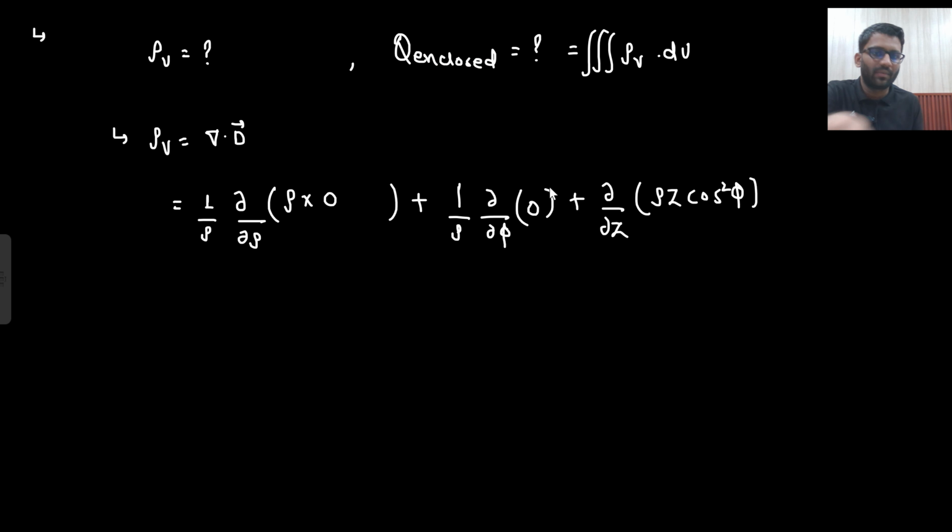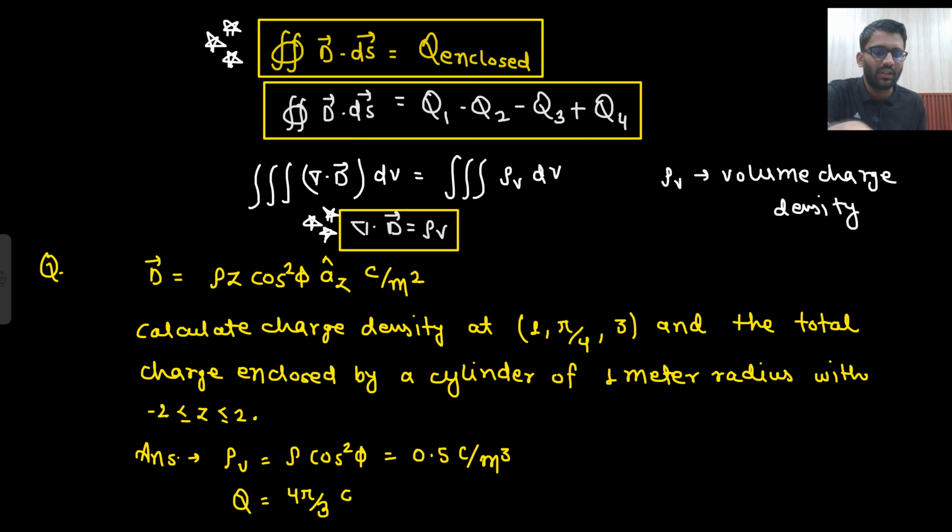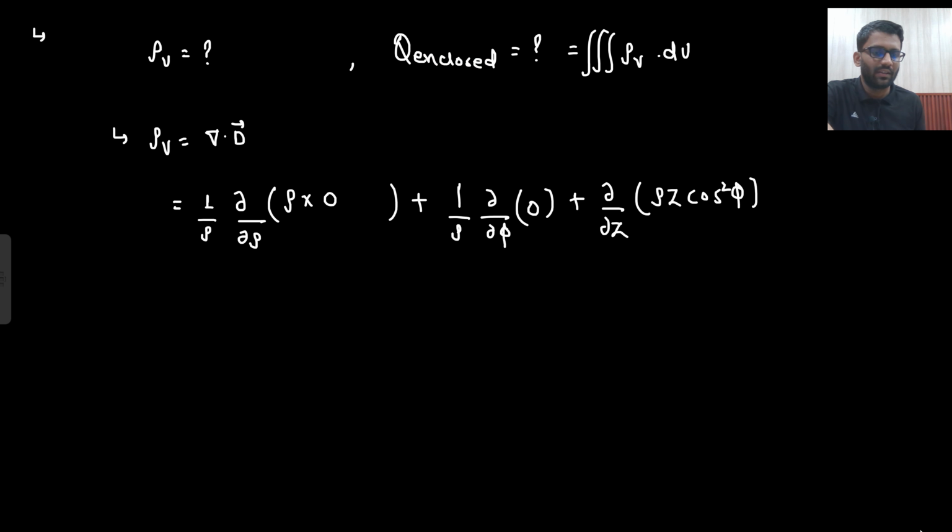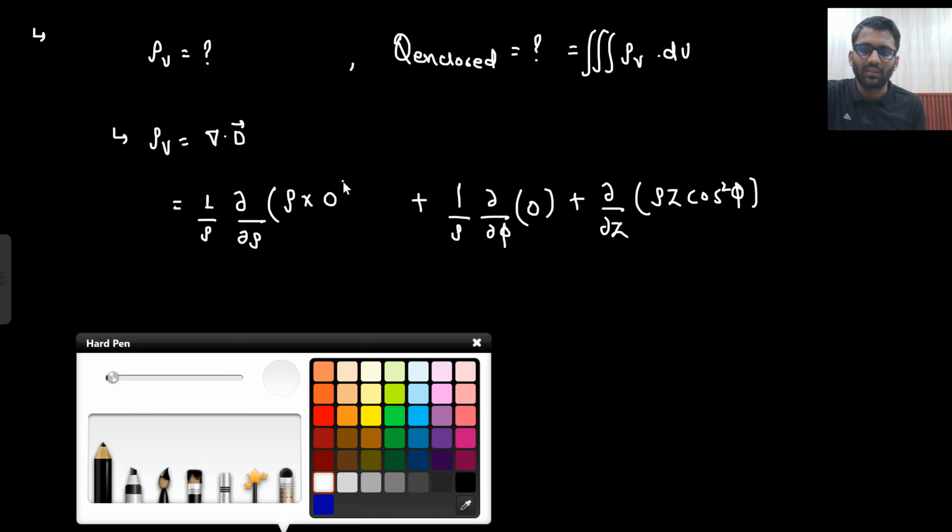Here the A rho component comes, here the A phi component comes, here the AZ component comes. So only the AZ component is mentioned here. So only the AZ component will come. So this will be 0 only.